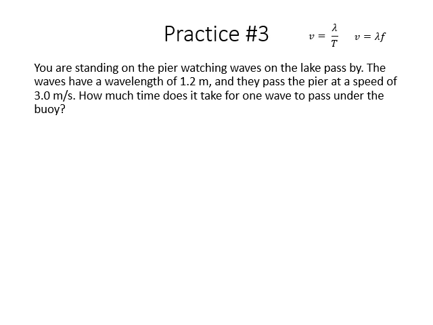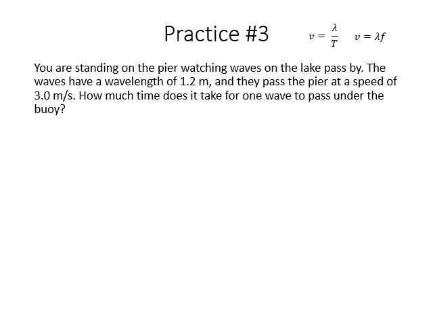For our last problem, you are standing on the pier watching waves on the lake that pass by. The waves have a wavelength of 1.2 meters, and they pass the pier at a speed of 3.0 meters per second. How much time does it take for one wave to pass under the buoy?